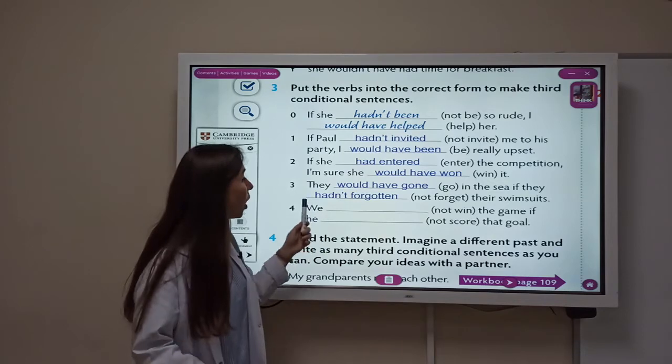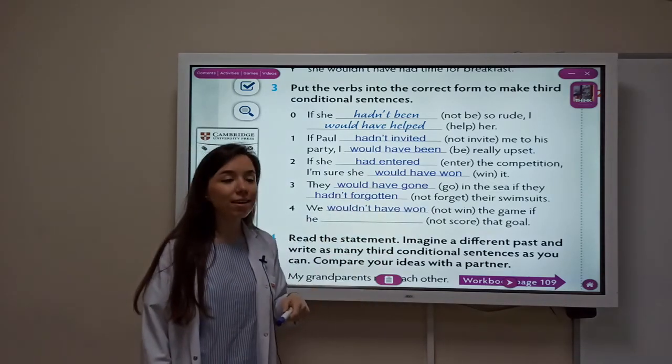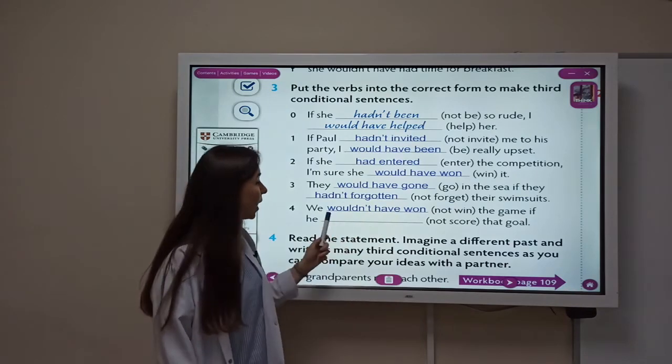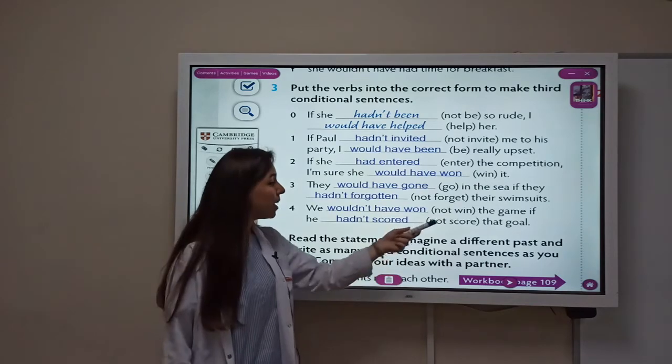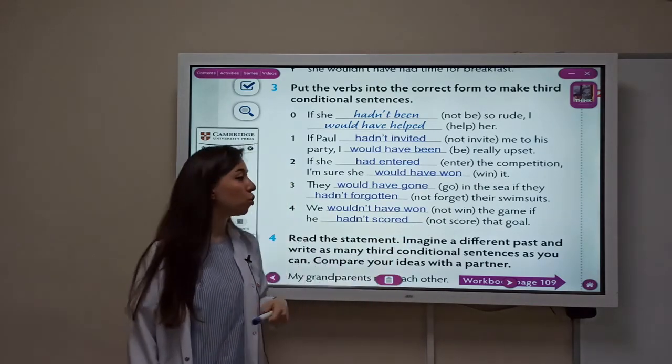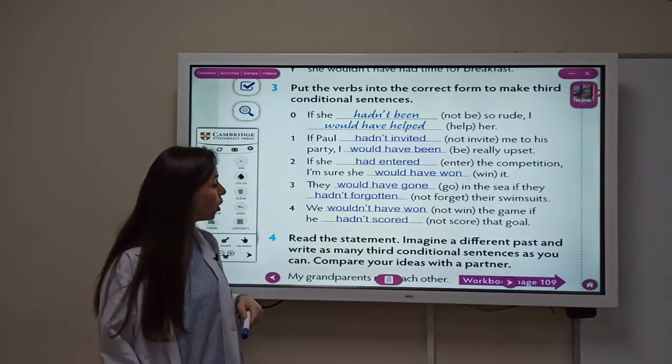So, we wouldn't have won the game, because our sentence is negative. We wouldn't have won the game if he hadn't scored the goal. And the past participle form of score is scored. So, we wouldn't have won the game if we hadn't scored that goal.